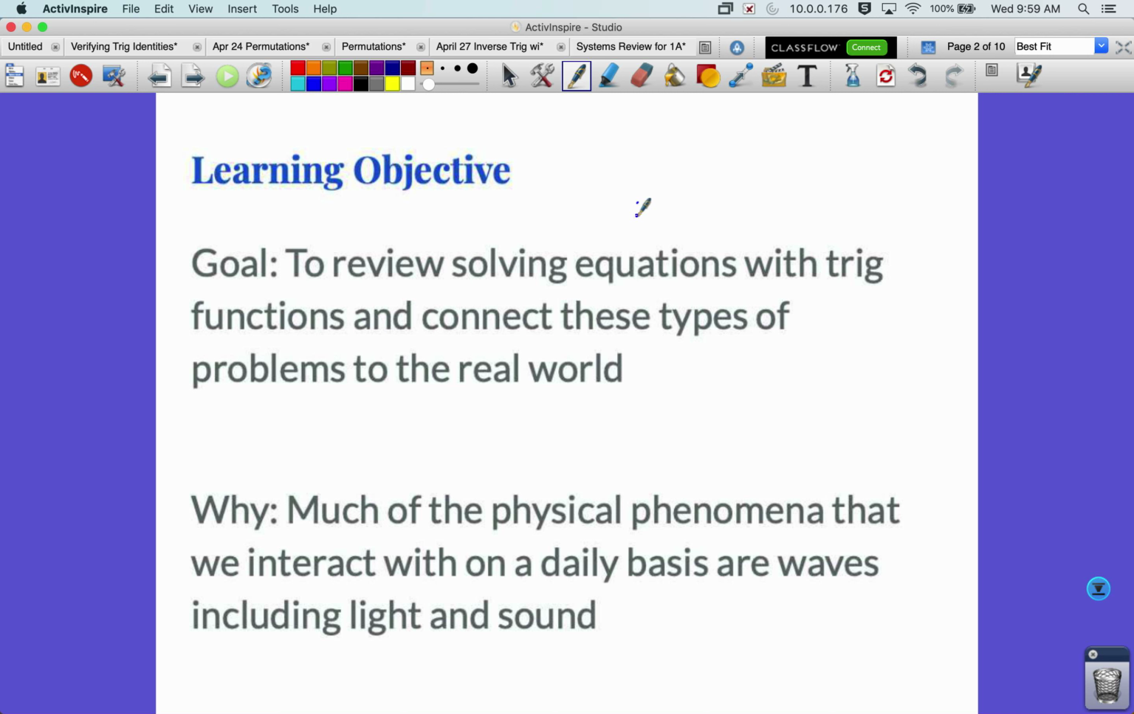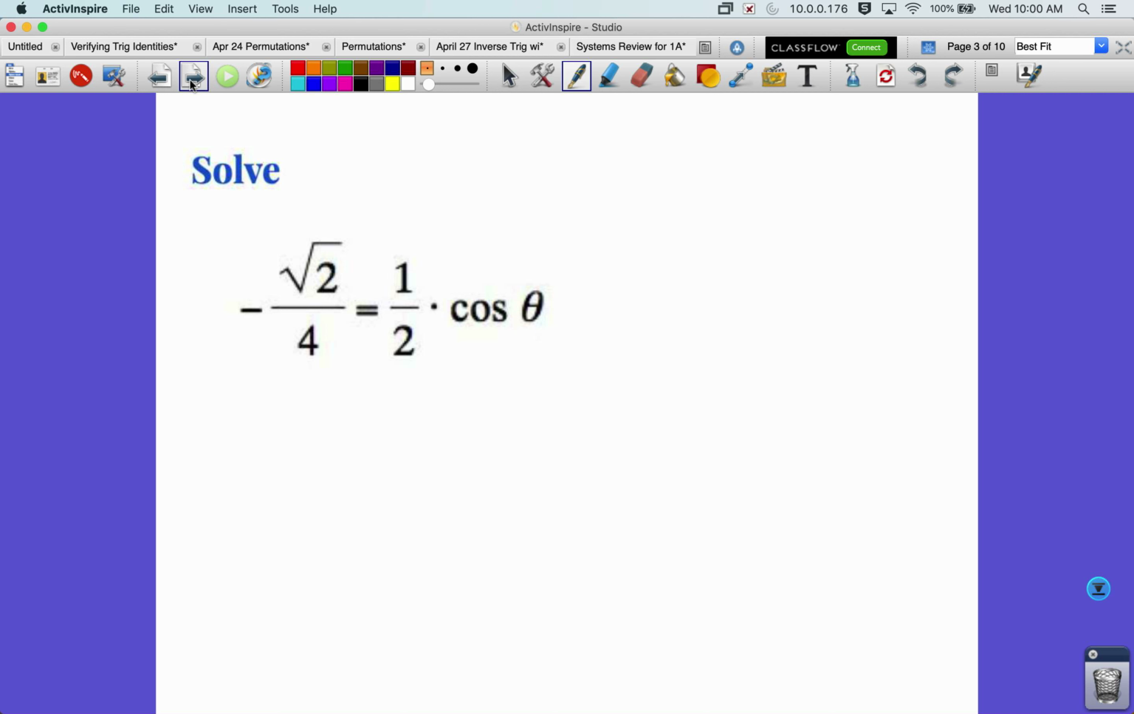While we're doing this, much of the physical phenomena that we interact with on a daily basis are waves, including light and sound. So being able to work with sine and cosine can be very helpful in a physics class or to understand something like tides. All right, but we're starting with just some of the pure math problems.